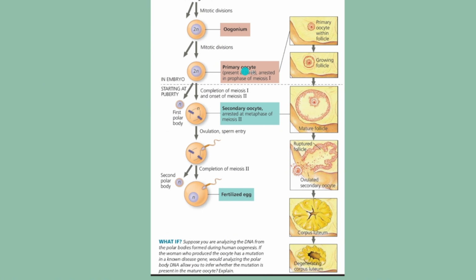Here, the primary oocyte in prophase 1 completes meiosis 1 and arrests at metaphase 2, starting here. So the process repeats until all the primary oocytes are used up. Once all the primary oocytes are used up, the girl will enter the older stage.